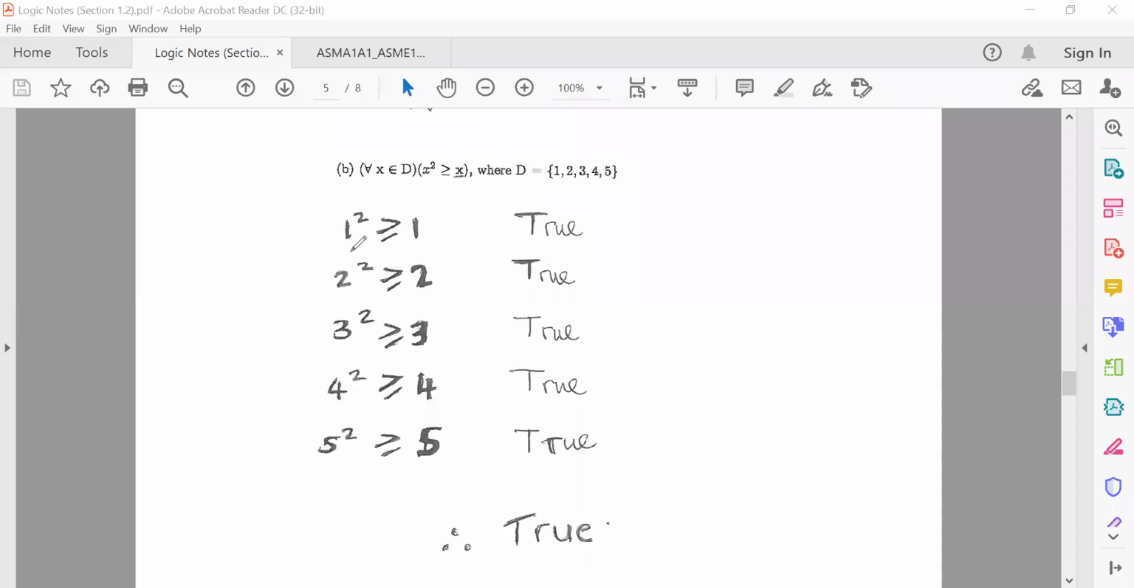Then the conclusion is that it's true. For example, 1 squared is definitely greater than or equal to 1. 2 squared is greater than or equal to 2 because 4 is greater than or equal to 2. 3 squared is greater. You see, each of those are true. Because all of them are true, you conclude that it is true. Your domain is restricted here: the domain is just that set that contains the numbers 1, 2, 3, 4, 5.